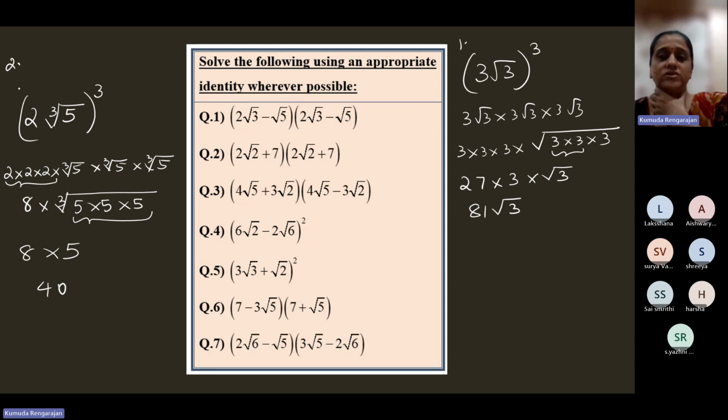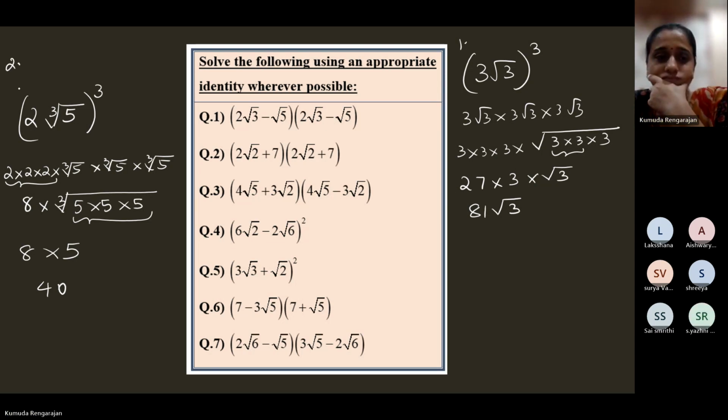Yeah, you can make a note of this, children. How to simplify or how to find the value of 3 root 3 the whole cubed, 2 cube root of 5 the whole cubed.